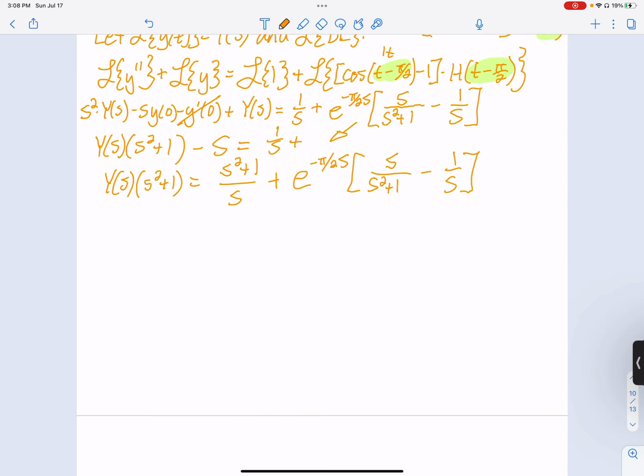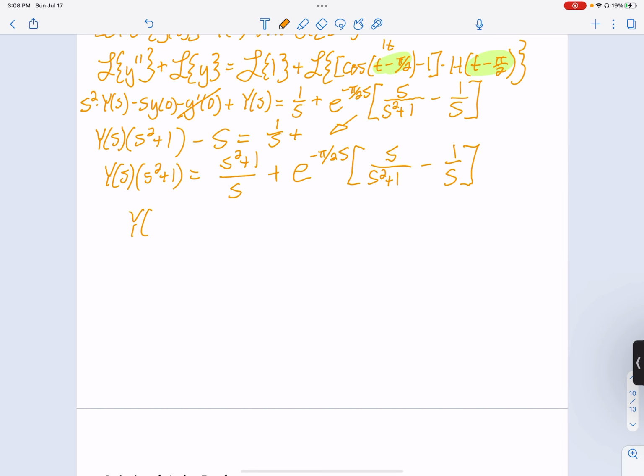Okay, now I divide everything by s squared plus 1. You can see why I combine like terms on that one, because it's going to make our life nice. Y of s equals, if I divide by that, I get 1 over s. Now the other one I do have to divide by it, so I get e to the negative pi over 2 s times, okay, I get s over s squared plus 1 squared minus 1 over s times s squared plus 1.